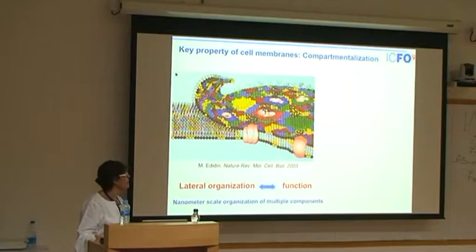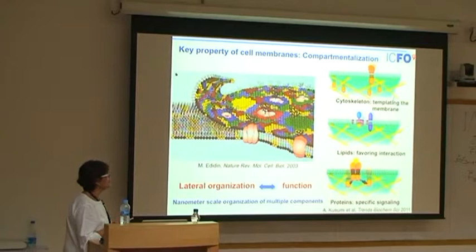So what types of components regulate the compartmentalization of the cell membrane? This is taken from a review article from Akihiro Kusumi, in which you have different players that help to organize the cell membrane. You have templating of the cell membrane by the cytoskeleton. You also have specific lipids on the cell membrane that favor interaction between different components. And you also have proteins and self-clustering of different types of proteins, which upon activation trigger a specific signaling.